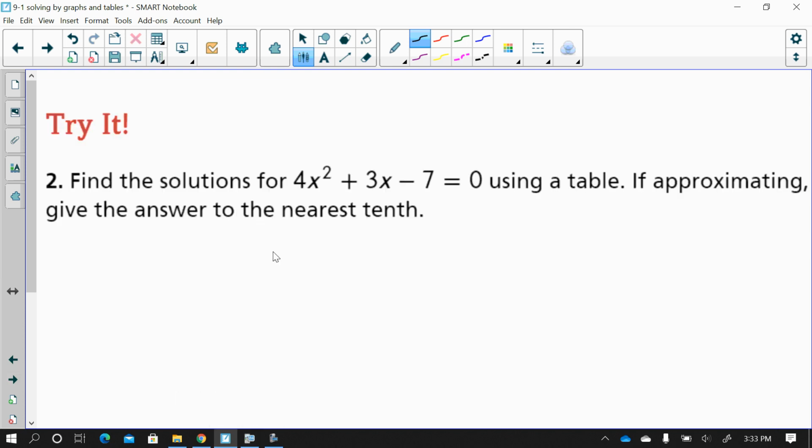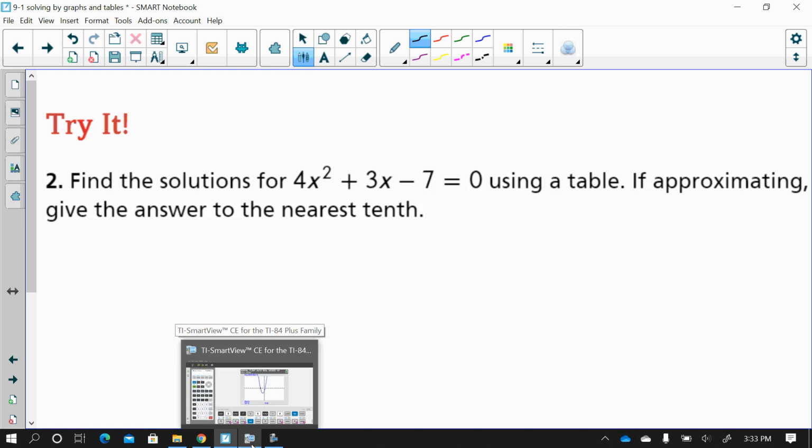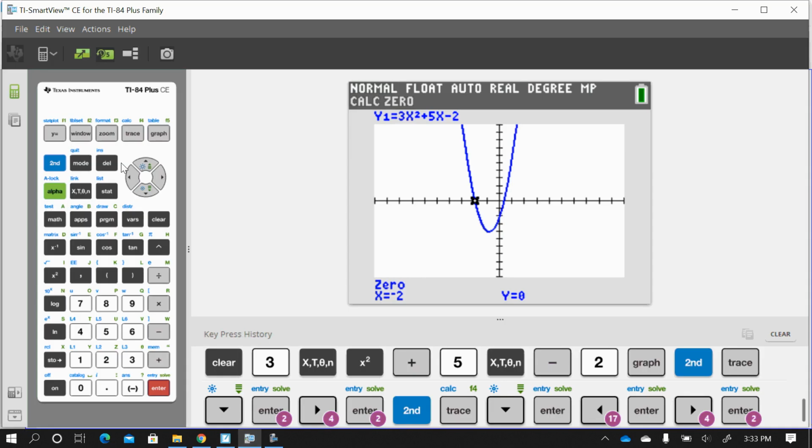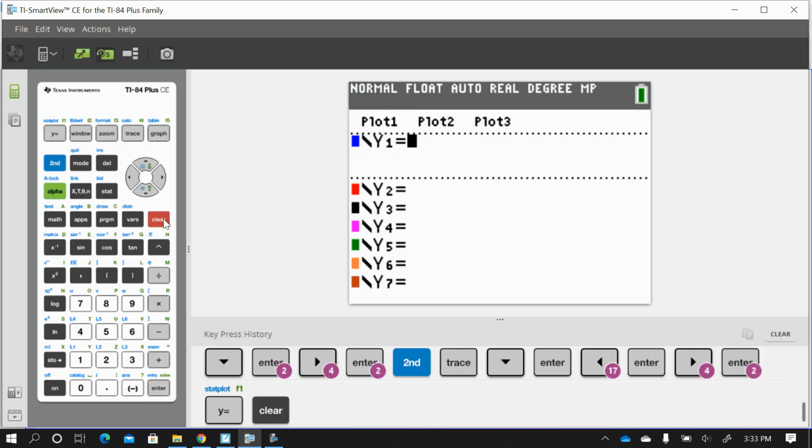Okay, so your turn. Throw it in Desmos or throw it in the graphing calculator. Okay, give me the answers. Okay, 4x squared plus 3x minus 7. Go ahead and pause the video and try this problem. Okay, so again, y equals, and we're going to clear that, 4x squared plus 3x minus 7.